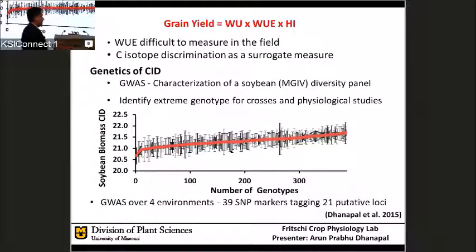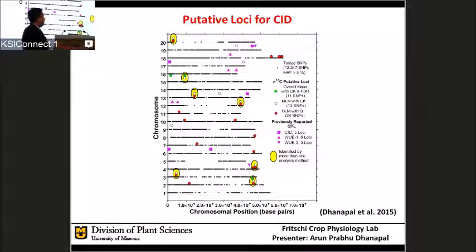So we conducted the GWAS analysis over 4 environments with 3 replications, and we identified about 39 SNP markers tagging 21 putative loci. This is the chromosome map of the putative loci for CID, where you can see the chromosomal position on the x-axis and the chromosome on the y-axis. The dots that constitute the lines from 1 to 20 are the SNPs, about 12,000 SNPs, which we used.